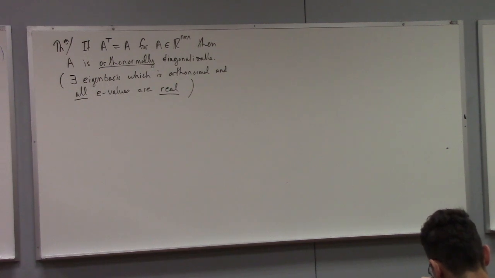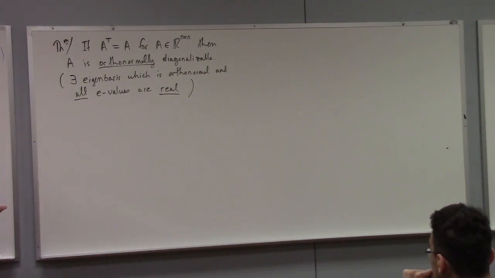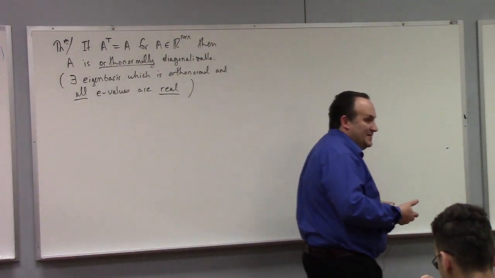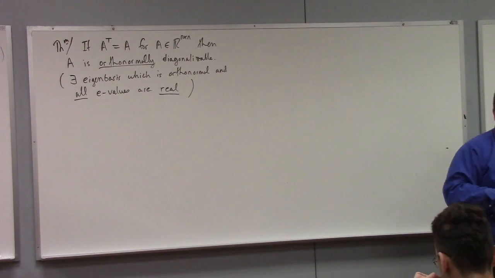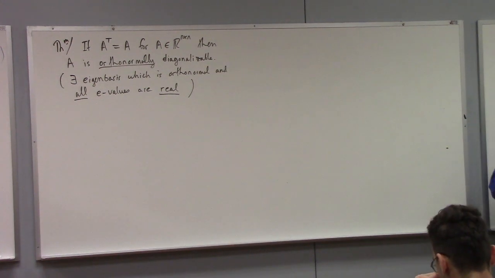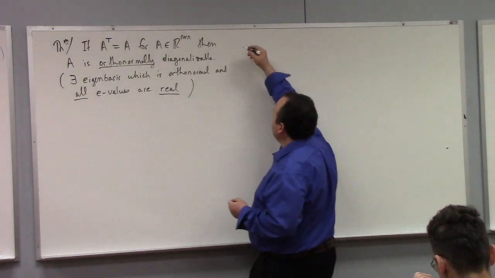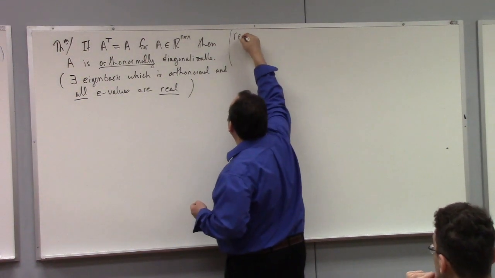This is just a nice result to know about. So you know what you're getting into. If you're finding eigenvalues and eigenvectors for a symmetric matrix, good news, it can be done. Better news, it can be done in an orthonormal way, which means that when we diagonalize the matrix, the transpose of the basis matrix is just the inverse. That makes symmetric matrices really, really nice. This theorem is sometimes called the real spectral theorem.